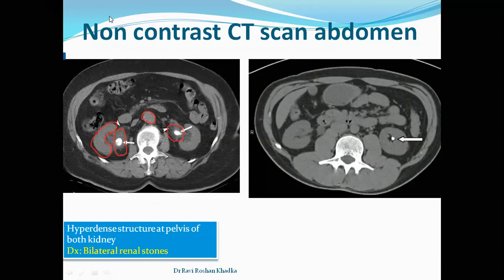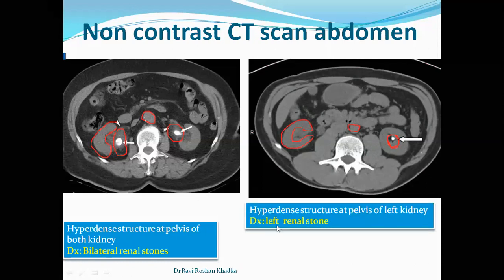You can see again there is another picture. This is also non-contrast because you can see the aorta is gray and the kidney parenchyma is gray. So we haven't given any IV contrast. And any hyperdense shadow, that is a white hyperdense shadow inside the kidney, obviously it's a case of stone. Here on the left side, the hyperdense structure at the pelvis of the left kidney is the left renal stone. You can see that.